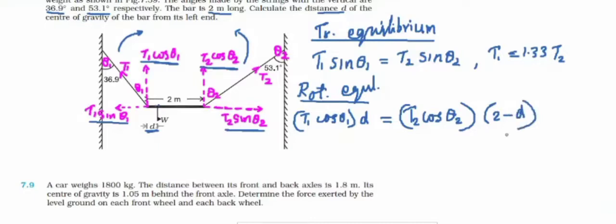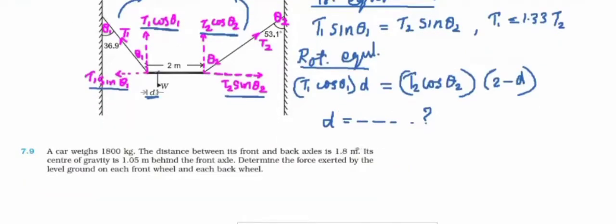Okay. Look at this formula. In this formula, you can substitute the value of T1 there, so that T2 will be cancelled on either side. You know the values of theta 1 and theta 2. Therefore, the only unknown quantity here is D. So you can substitute all other values and you can calculate the value of D.